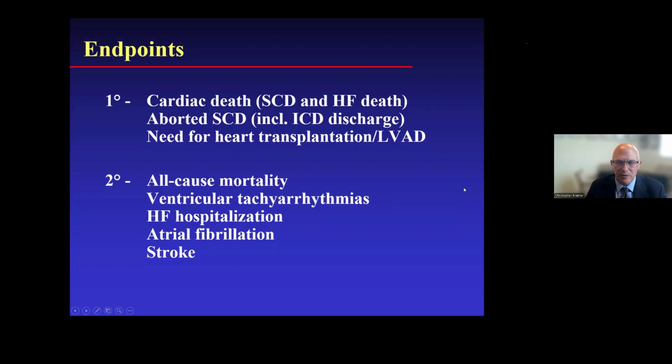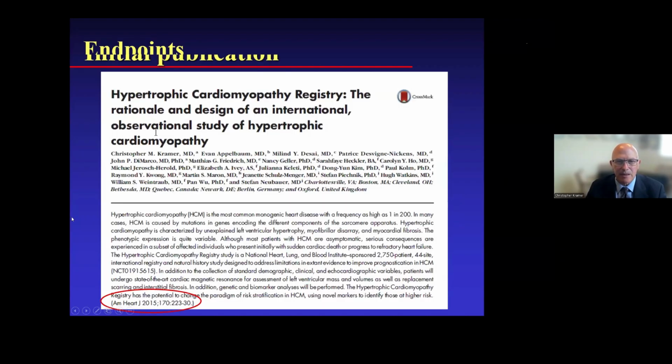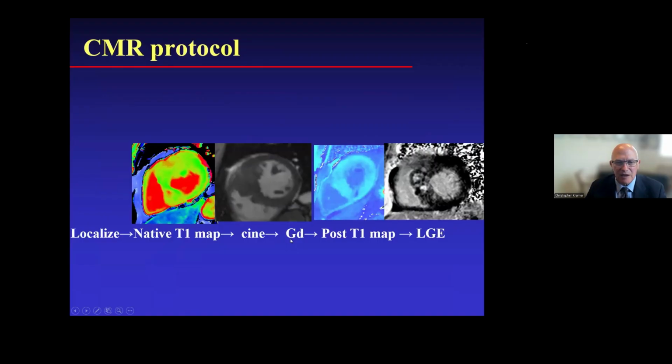This is our initial publication way back in 2015, the study design publication in the American Journal of Cardiology. The CMR protocol was fairly straightforward. It took under an hour. There was a localization, followed by native T1 mapping, followed by cine imaging. Then we gave, in short and long axis, gadolinium, and did 3 time points of post T1 mapping, and then towards the end, late gadolinium enhancement.